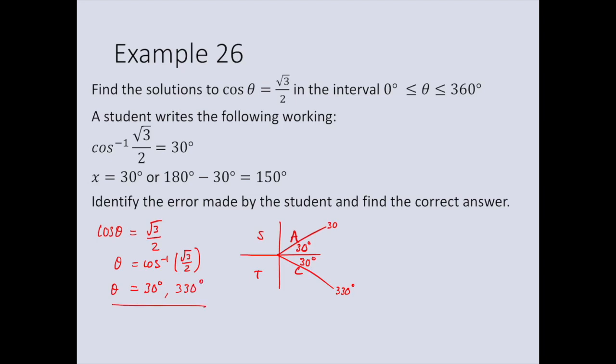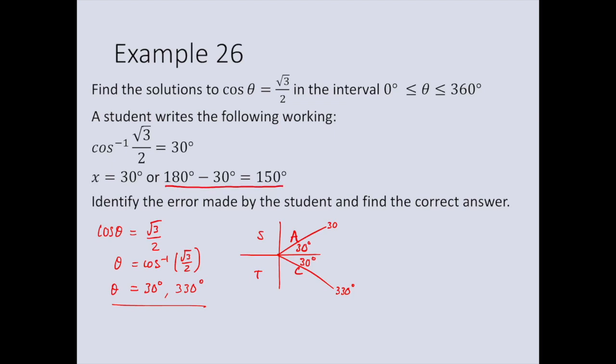So without looking at what the student's done, I think this should be 30 degrees and it should be 330 degrees. Right, well straight away then I can see what mistake the student's made, because they've written down that it's 30 degrees, which is right, or 180 minus 30, which is 150, and that's the wrong bit, this bit here. This is the bit that's incorrect.